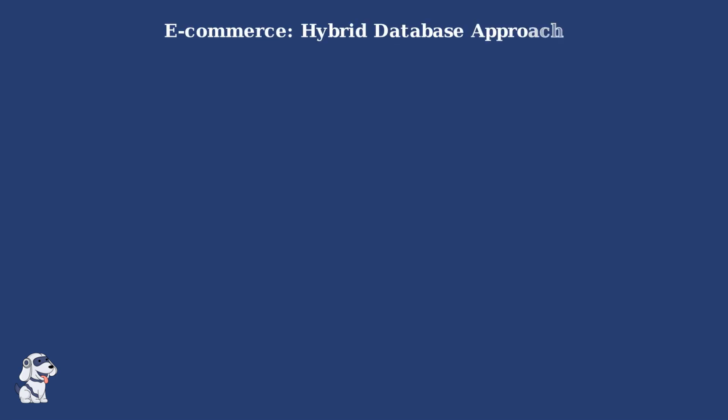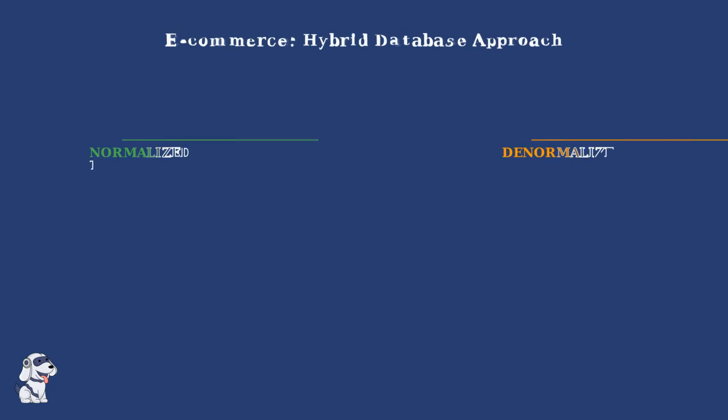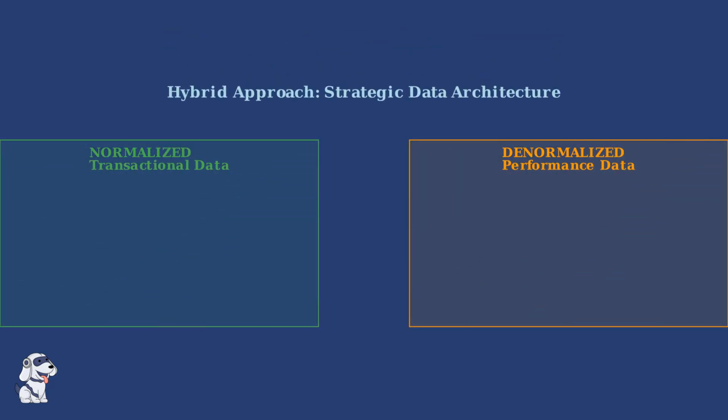E-commerce platforms face unique database challenges that require a strategic hybrid approach, combining both normalization and denormalization techniques to balance data integrity with performance requirements. E-commerce systems strategically divide their data architecture into two main areas. Critical transactional data uses normalization for integrity, while performance-sensitive data uses denormalization for speed.